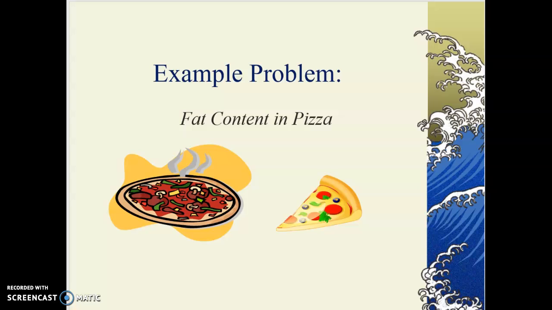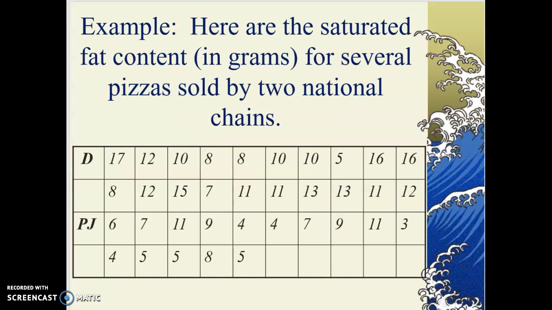Now we're going to look at Chapter 23's example problem for fat content in pizza. This is still comparing the difference of two means. In this problem, we're going to be given the data to work with instead of just the summary statistics. So we have saturated fat content in grams for several pizzas sold by two national pizza chains. One we'll call chain D and the other one chain PJ.